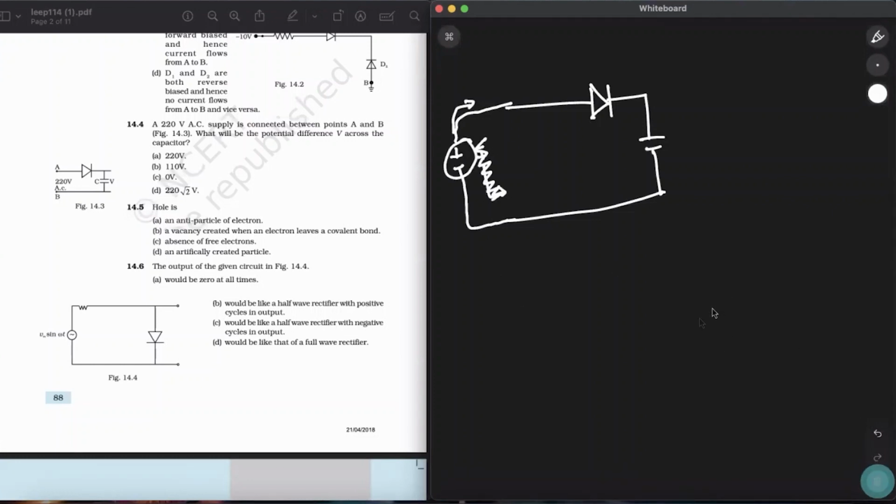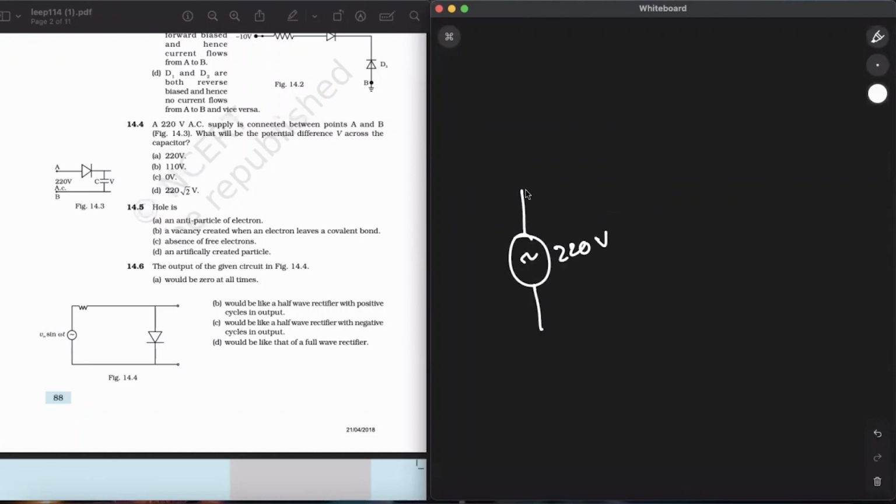So I'll draw it again over here. 220 volt AC supply. There's a diode and capacitor over here. Okay. So what is happening? What do we have to tell? We have to find the potential difference across the capacitor. We will have to tell about the peak value, na? So what will be the peak value for this?